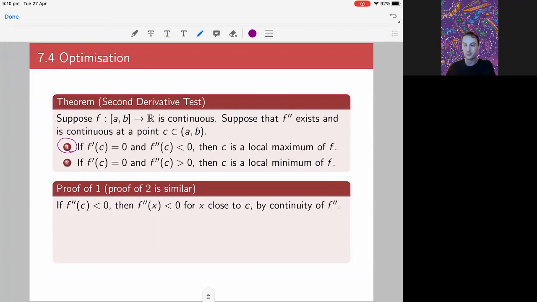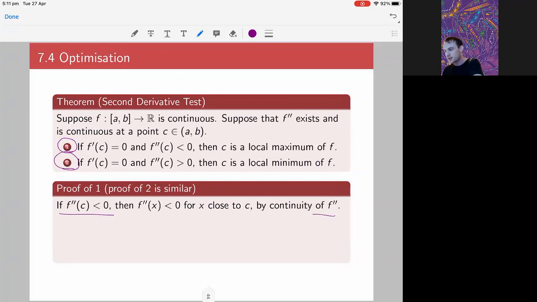As soon as I prove 1, I can just use the exact same techniques in reverse, putting minus signs in appropriate places to get the proof of 2. So I'm going to stick with the proof of 1 for the moment. So let's prove 1. Let's suppose that the second derivative is negative.